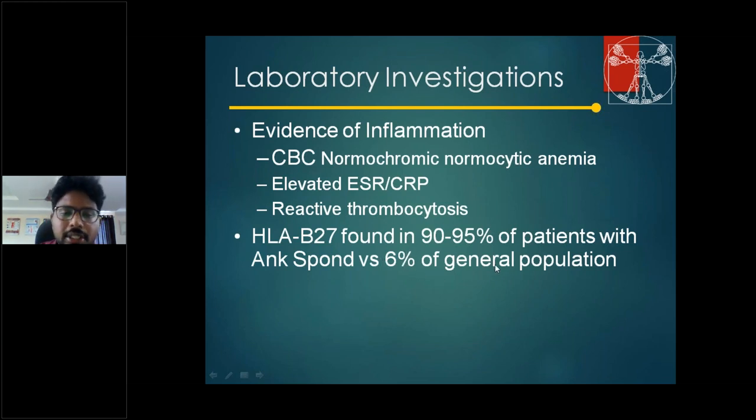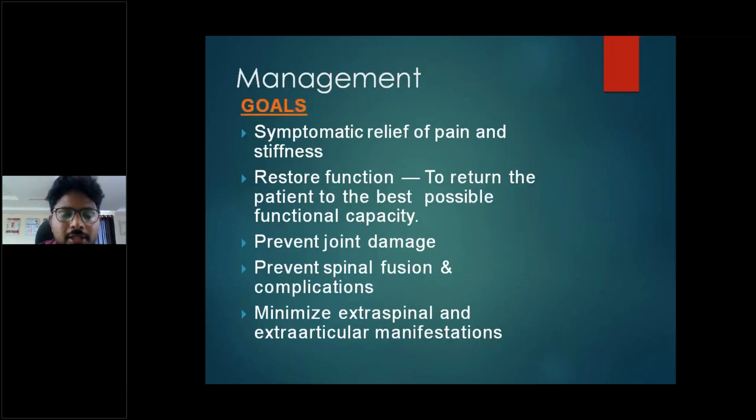But here in Ankylosing spondylitis, it is found in around 90%. So how do we manage? The main goal is symptomatic relief of the pain and stiffness. The main complaint is pain and stiffness, so we have to address those problems. And we have to restore the functional ability of the patient. The patient should be able to do his normal day-to-day activities.